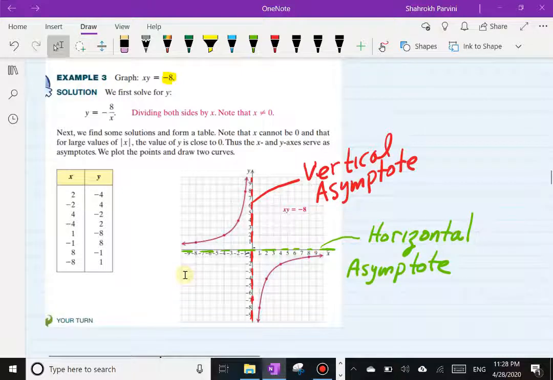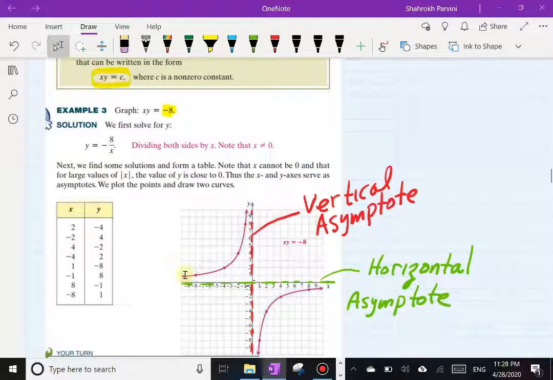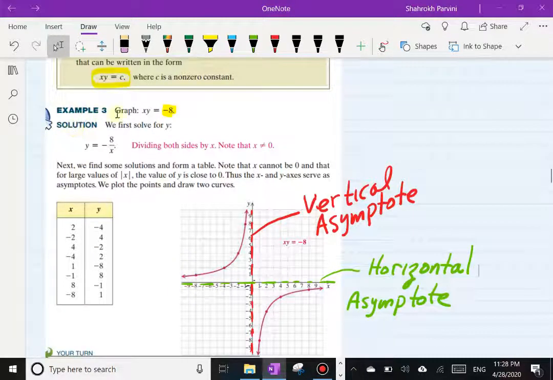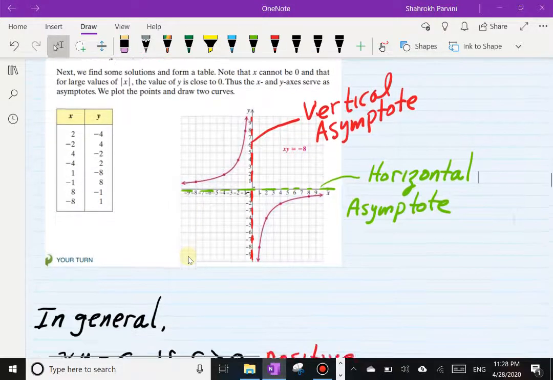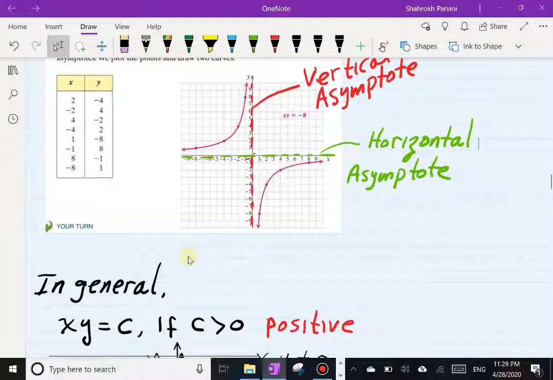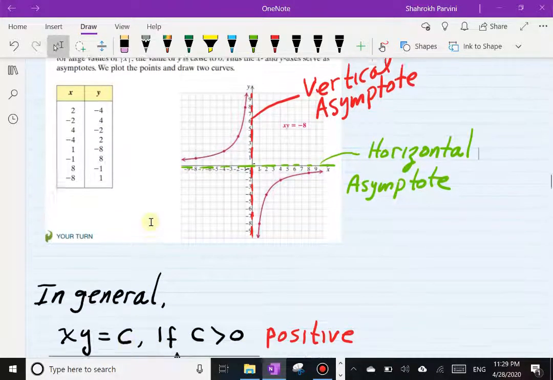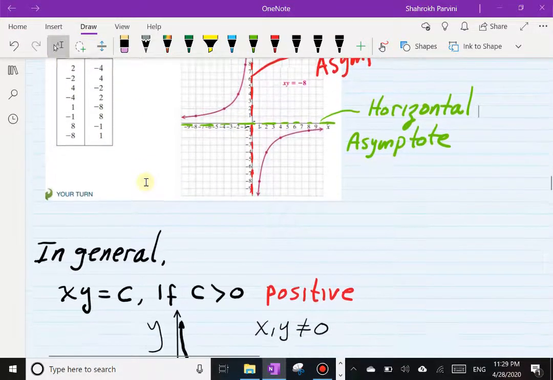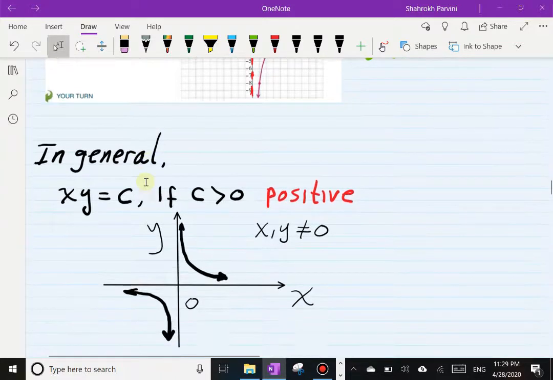So in general, we're going to generalize now what we just saw here to the graph of xy equal to a constant. We'll generalize this in a moment. In general, in the equation xy equals c, if c is positive, remember in this example we just saw c was -8, but if it was positive, this is what the graph is going to look like.